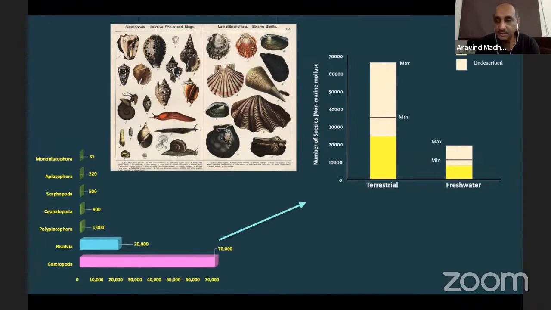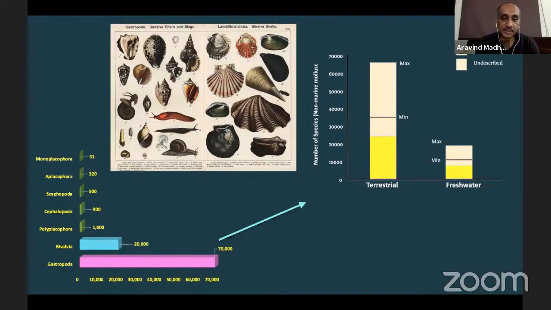There are 1 lakh described species, and experts believe that there may be 2 to 3 lakhs more to be described. So, coming to the terrestrial and freshwater environment, the mollusks in this environment may not be as colorful or as charismatic as marine ones, but they are still very interesting biologically, ecologically, and biogeographically, given the geological history of the earth.